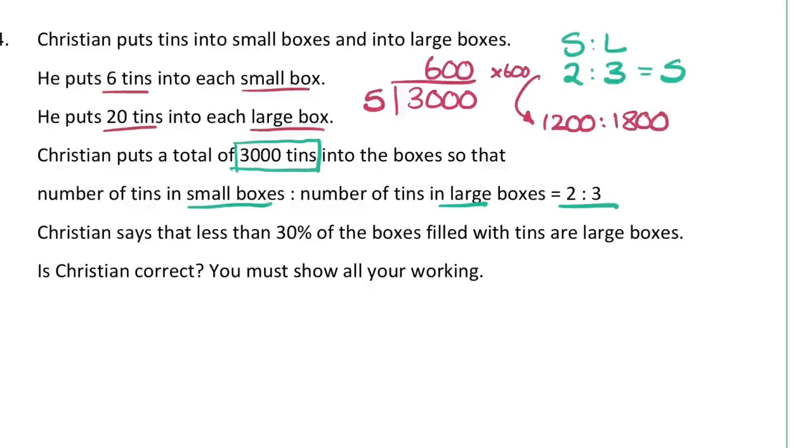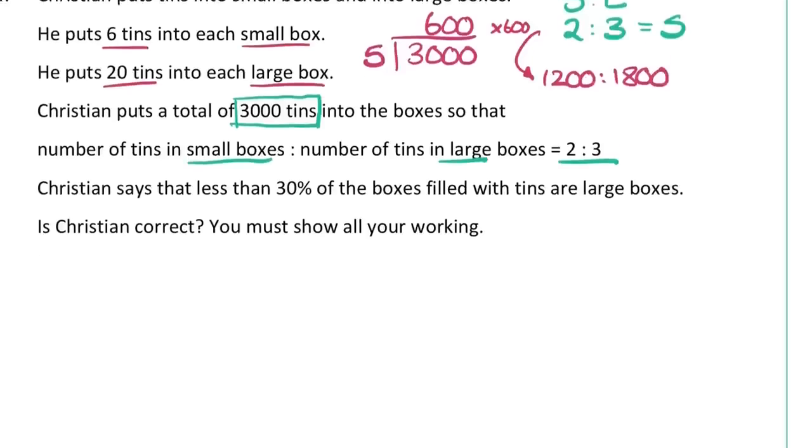We know out of the 3,000 tins that Christian has, there are 1,200 tins to go into small boxes, and there are 1,800 tins to go into large boxes. Now it says Christian says that less than 30% of the boxes filled with tins are large boxes, but we don't know how many boxes are filled, we just know how many tins are in them. So the next step is to work out how many boxes we actually have. So it says he puts 6 tins into each small box. Now there are 1,200 tins in small boxes. So how many boxes will that be?